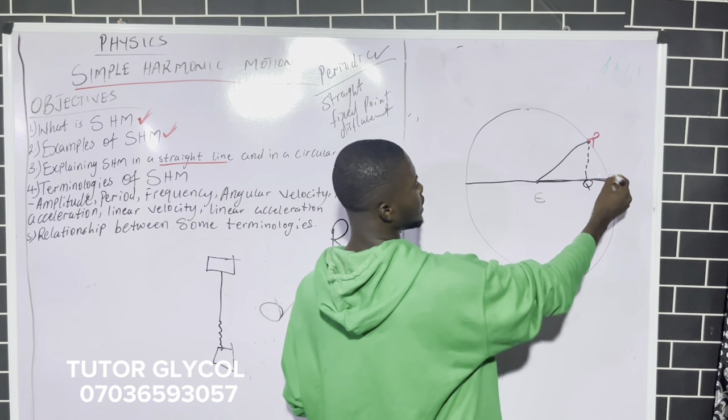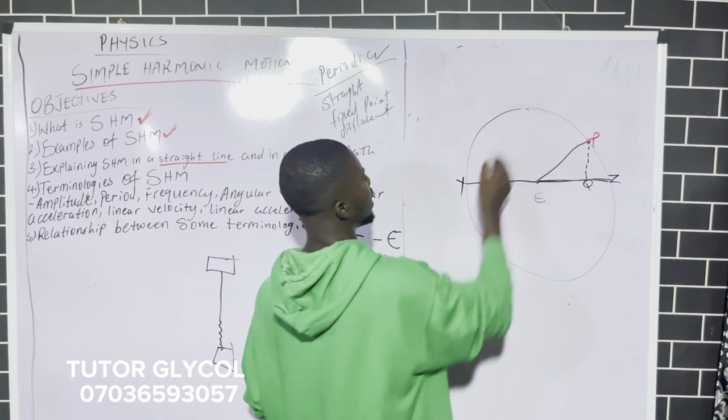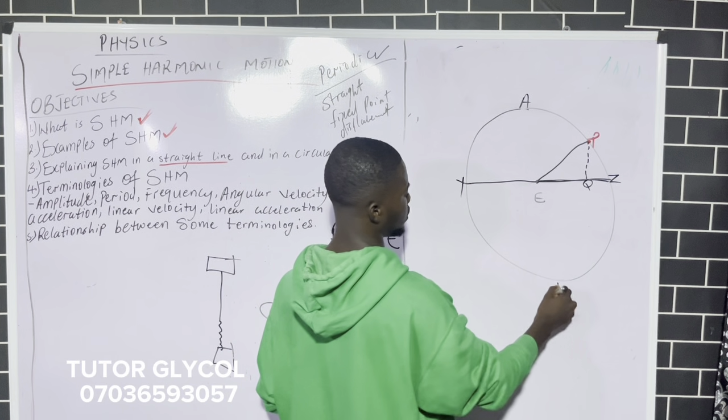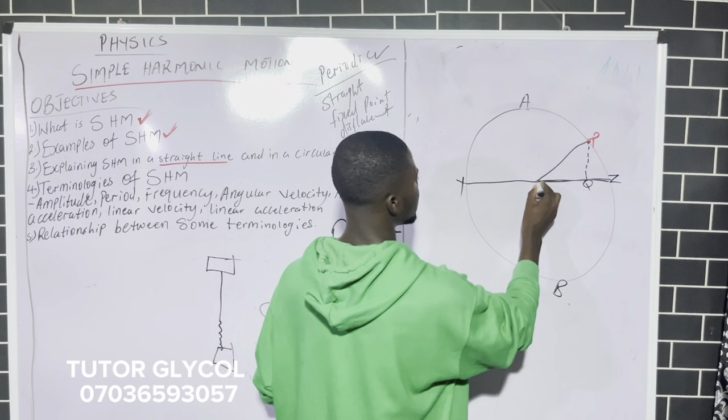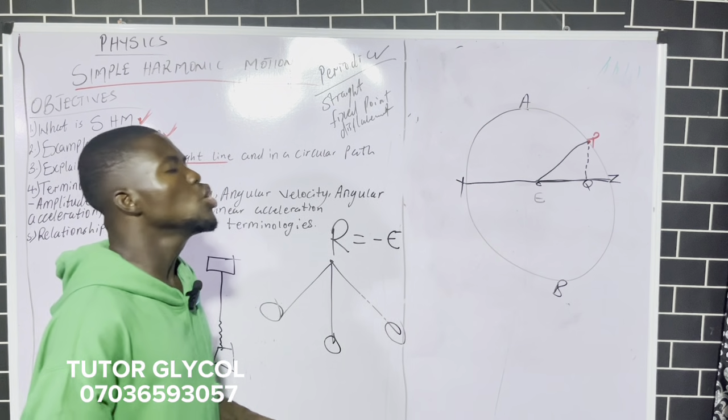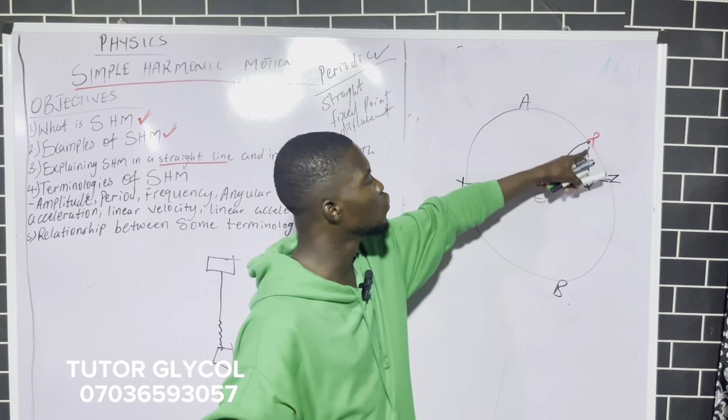Let's call this end here Z. Let's call this place Y. Let's call this place A. Let's call this place B. Now you will notice something, and let's call this center point C, or the equilibrium position. You will notice something as stone P moves like this.